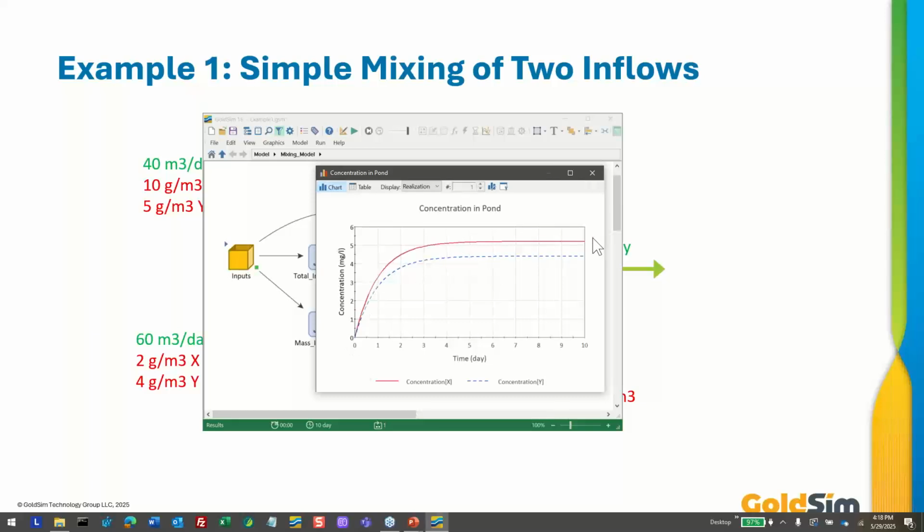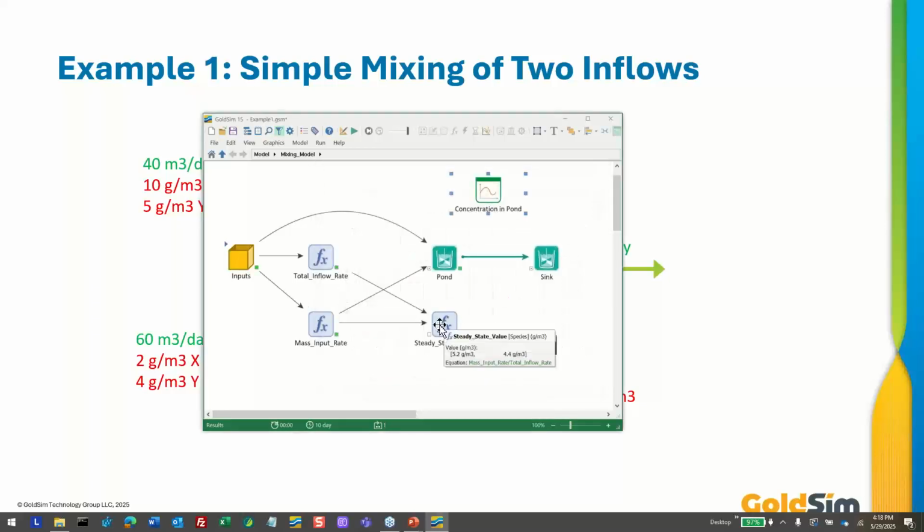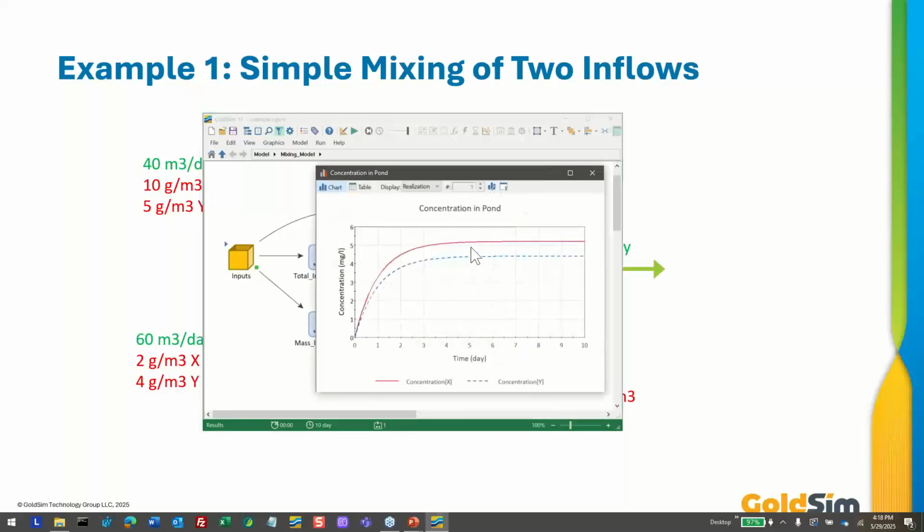You see that we get a result that looks like this, quite simple. We started empty, and then we reached a steady state. At some point, the concentration in this pond reaches a steady state. In fact, we could have predicted what the steady state values were, because they would simply be the mass input rate divided by the flow rate. That's what the ultimate steady state value is. And here you can see it took, I don't know, 5 days or so in this particular case to reach steady state. So there's our very, very simple concentration example.